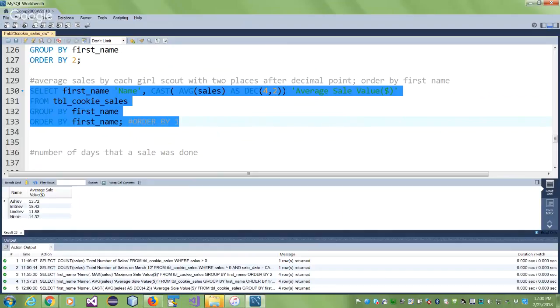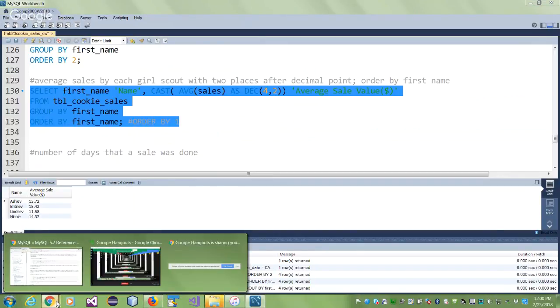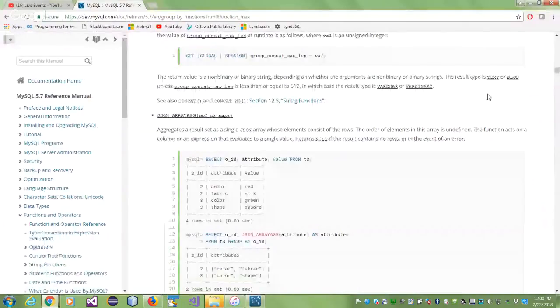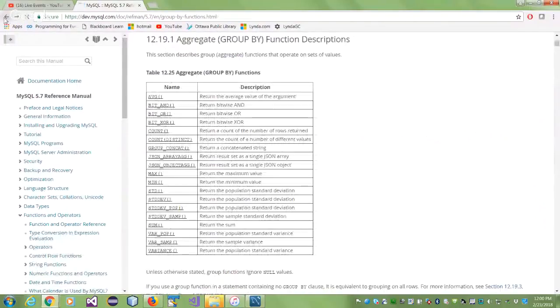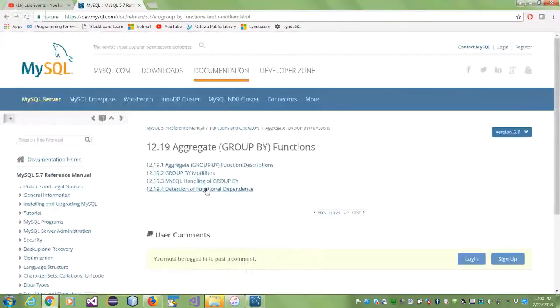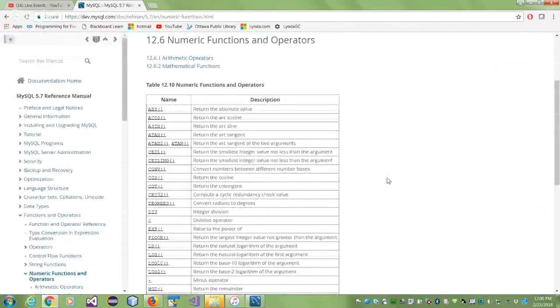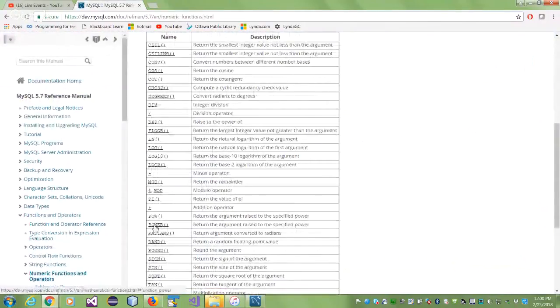There is a round function available. I'll show you how to do that too. When I was looking at the mathematical functions here, there was a round that I came across. Max min. Oh, we are still on aggregate. It was under mathematical function, string numeric. And I saw a round there. There it is, round, rounds the argument.